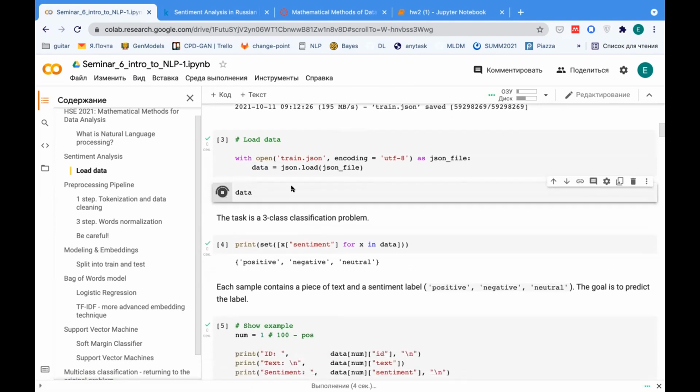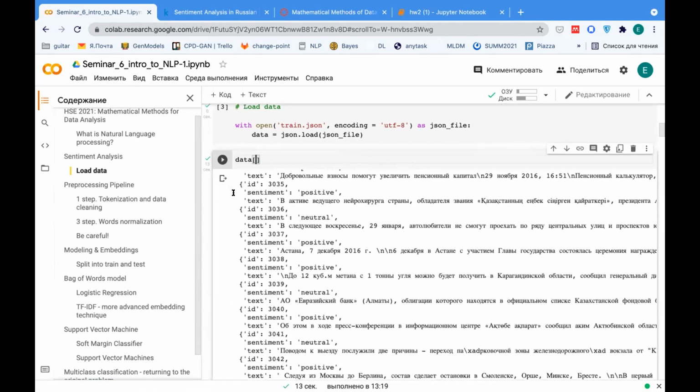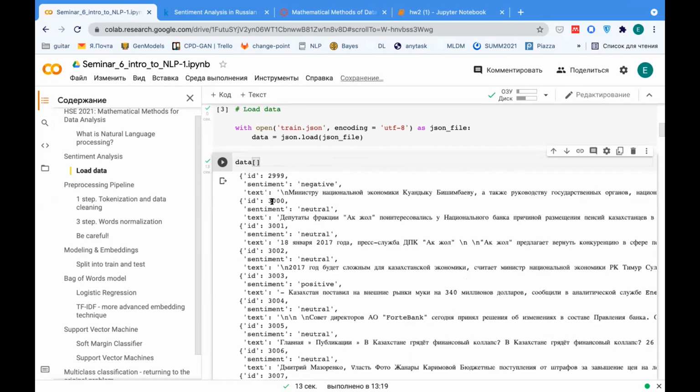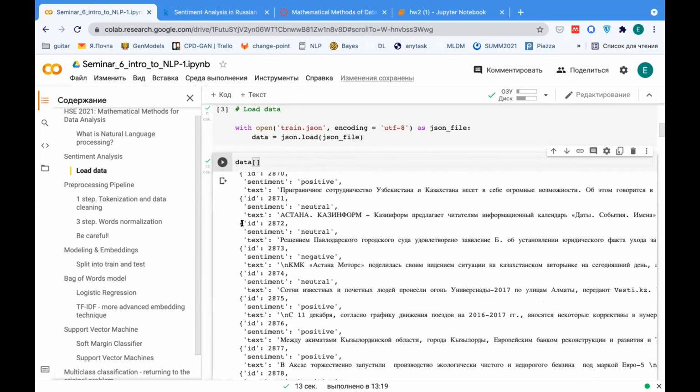Probably it wasn't a good idea because this one is very big. Okay, but we can see it here. So what we have: some ID of the news, some sentiment. So we can say that it's a neutral news, and some text that we have here. Actually, despite the fact that we talk in English today, the news are in Russian.